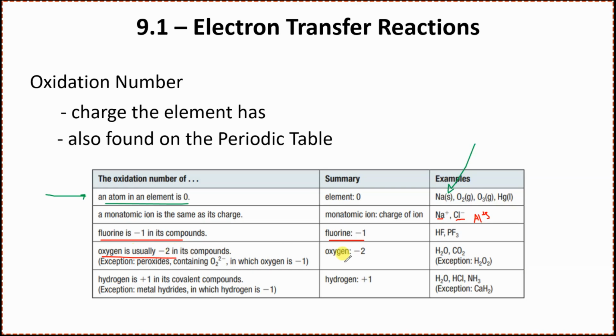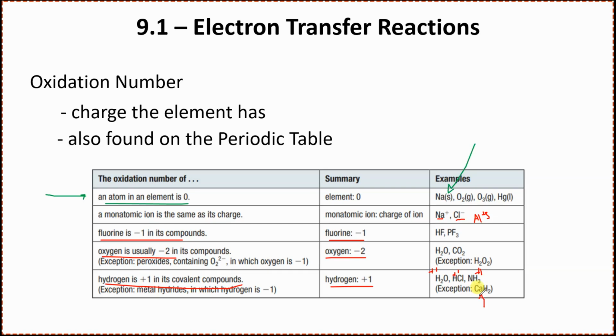Oxygen is usually -2. It can have other charges, but most of the time it's -2. And hydrogen is +1 as a covalent compound. So essentially, when hydrogen comes first, it's going to be +1. There are some situations where it's going to be -1, but most of the time it's just going to be +1 here.